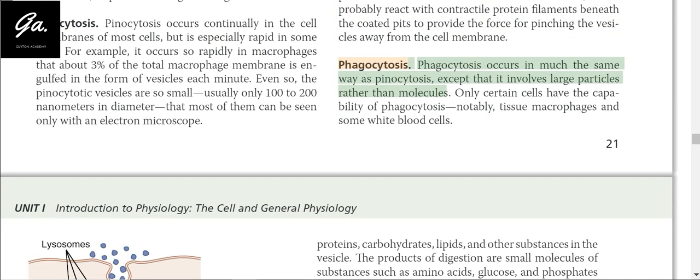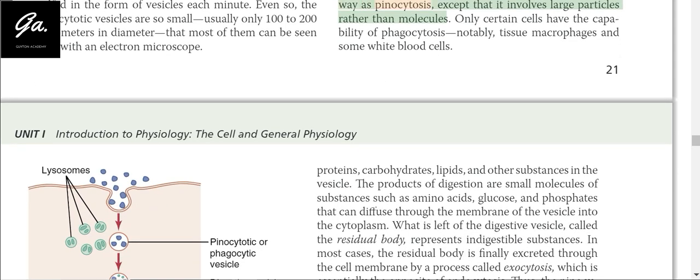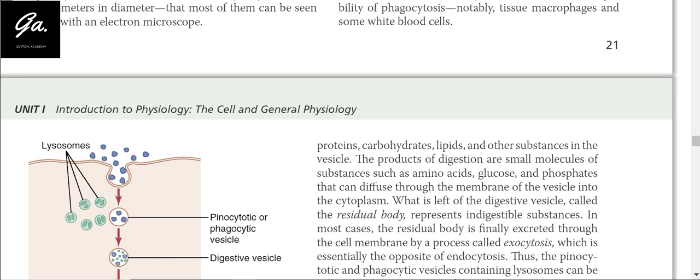Phagocytosis. Phagocytosis occurs in much the same way as pinocytosis, except that it involves large particles rather than molecules. Only certain cells have the capability of phagocytosis, notably tissue macrophages and some white blood cells.